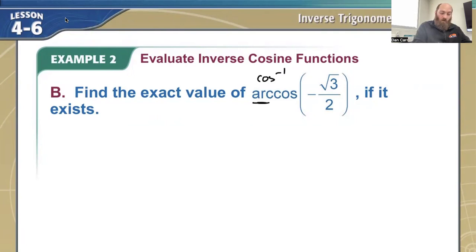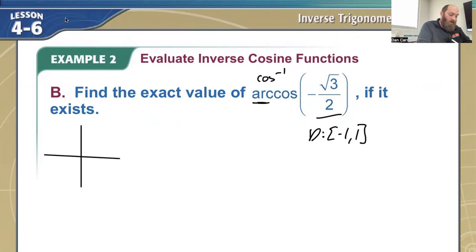Again, just like before, we know that this is going to fall in the domain of negative 1 to 1, so we're good there. So I'm going to go ahead and map this out. Cosine is negative. That puts me in my second quadrant. So I'm going to draw it here, and this is now going to be adjacent over hypotenuse. So I'm going to draw it kind of like this. Root 3 and 2 here. So that's my negative root 3, and that's my 2 for my hypotenuse.